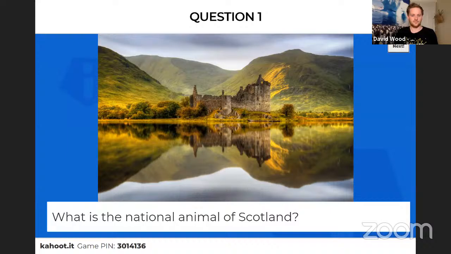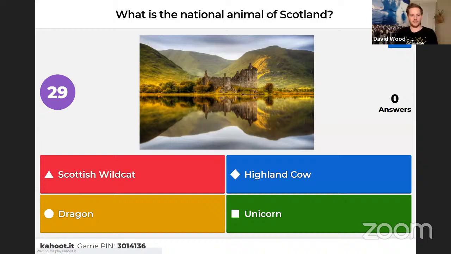What is the national animal of Scotland? This looks like an ancient castle in the Highlands. Is it the Scottish wildcat, the Highland cow, a dragon, or a unicorn? Get those answers in. What do you think it might be? The endangered Scottish wildcat, the enigmatic Highland cow, a dragon, or a unicorn?